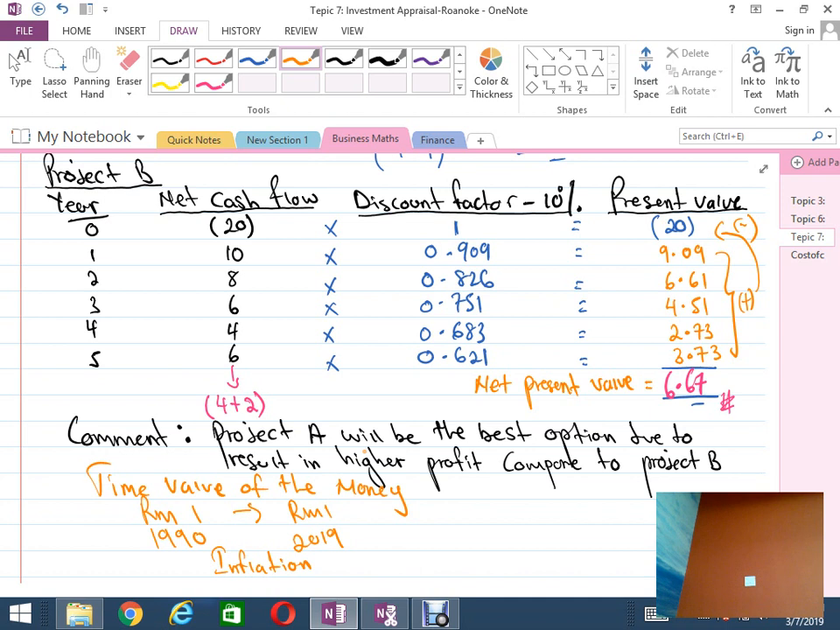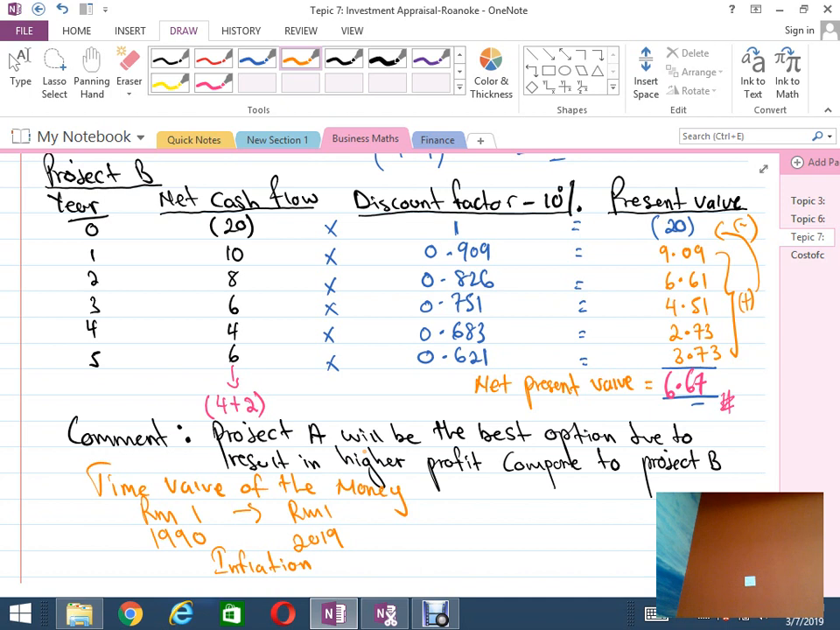Now, what I told you about IRR. IRR means what? When NPV is zero. Now, we have a 10% discount rate, correct or not? Discount factor 10%. We are talking about project A.